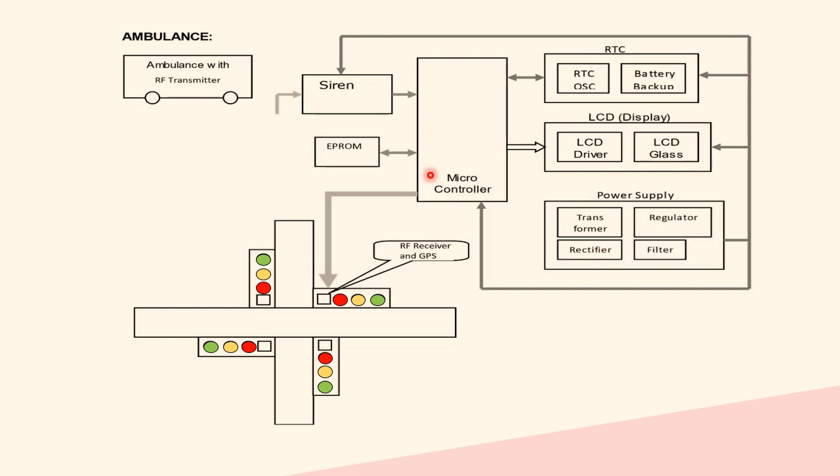Let's say the ambulance is 500 meters away from the traffic signal junction. The microcontroller will start the process of manipulating the normal traffic flow to emergency traffic flow. And after the ambulance passes the junction, it will bring the traffic flow back to its normal flow.